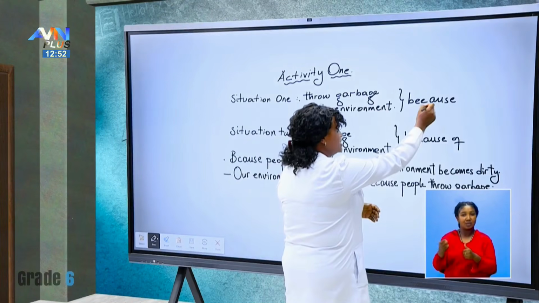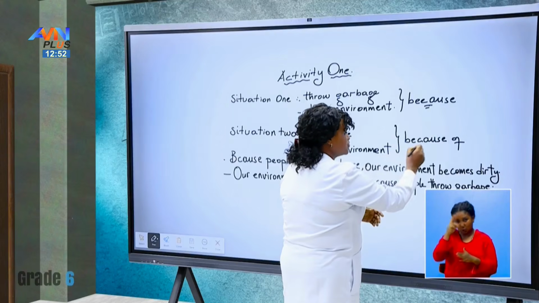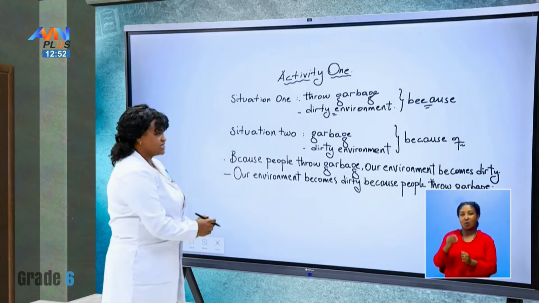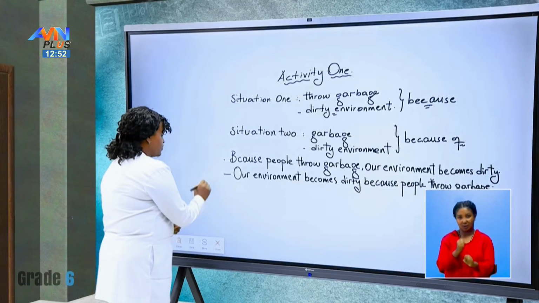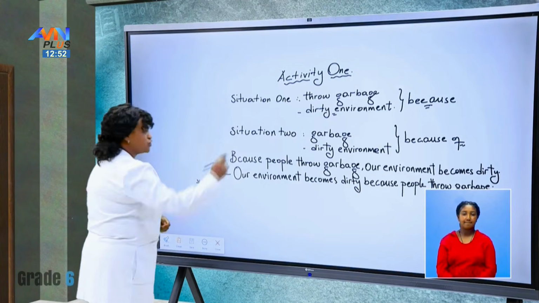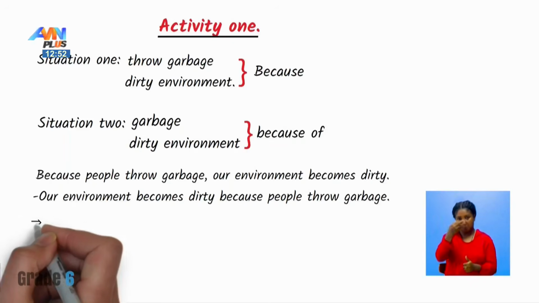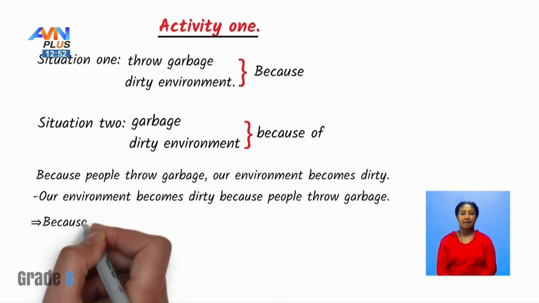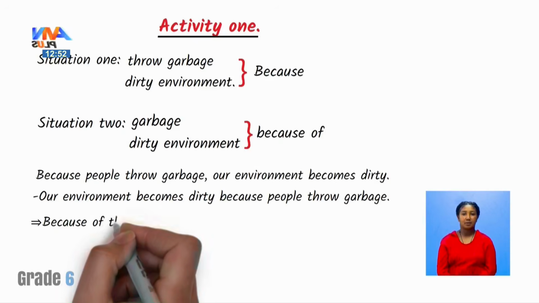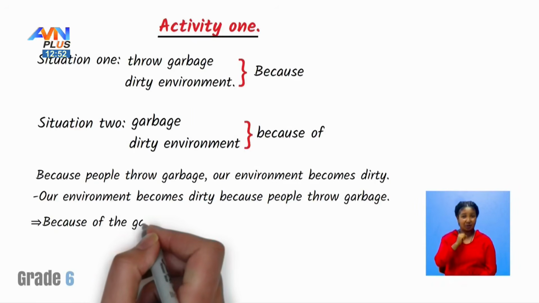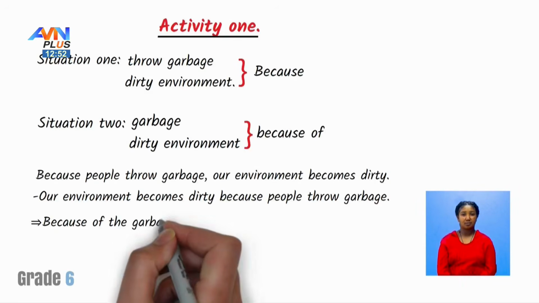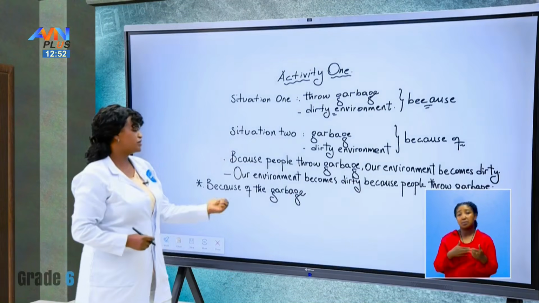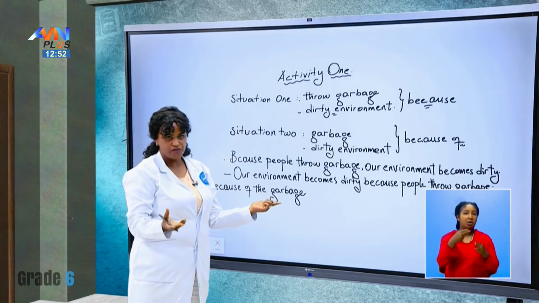On the first one, it was simply what? Because. But this one, because of. Here is a preposition. How do you write it? Let's do it together. Okay? Let's start with because of. Because of the garbage, okay? We simply come up with a noun or noun phrase, right?